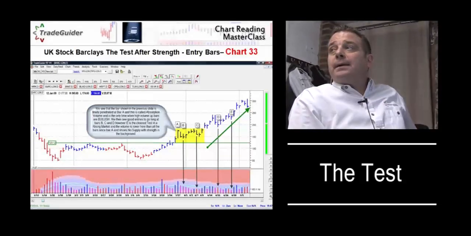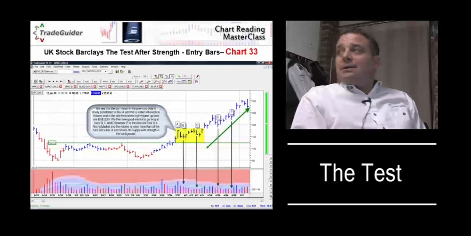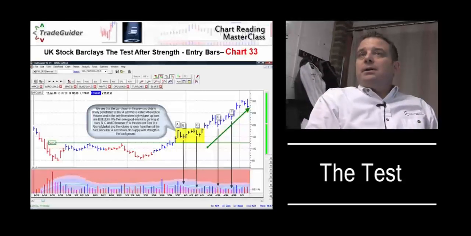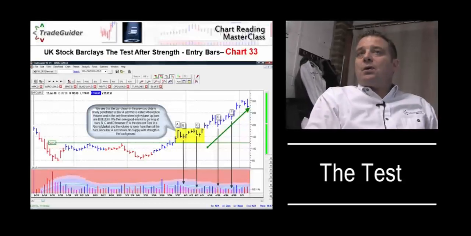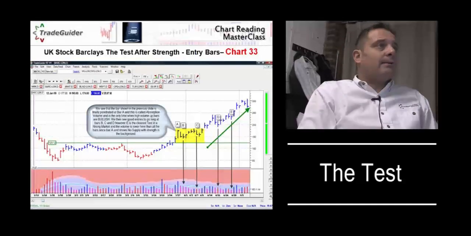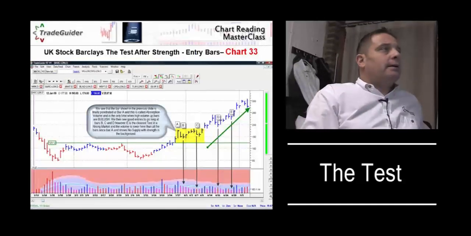Yes. Anything to add to that? Nothing I can really add to that one. Okay. Tom, anything you want to add there? You've got stopping volume. No, it churns a little bit. It hits resistance twice, and then it goes up on that very high Barclays volume bar. Immediate test, and then takes off. Yeah, very, very obvious one, that one.